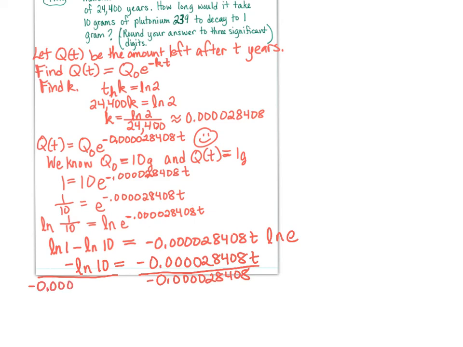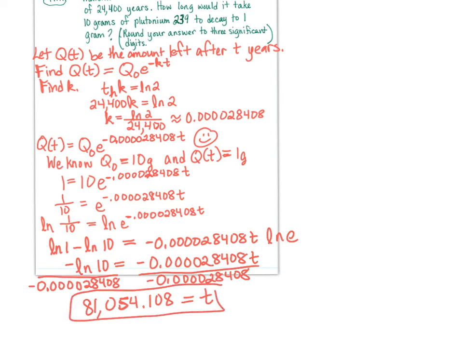Negative 0.000028408. Gosh, that's long. Awesome. Now, negative over negative is a positive. Substitute that into your calculators, and you will find out that that is 81,054 point something, to 3 significant digits, 81,100, and that's going to give us t. All right, awesome. So that's how long it's going to take 10 grams of plutonium-239 to decay to 1 gram.